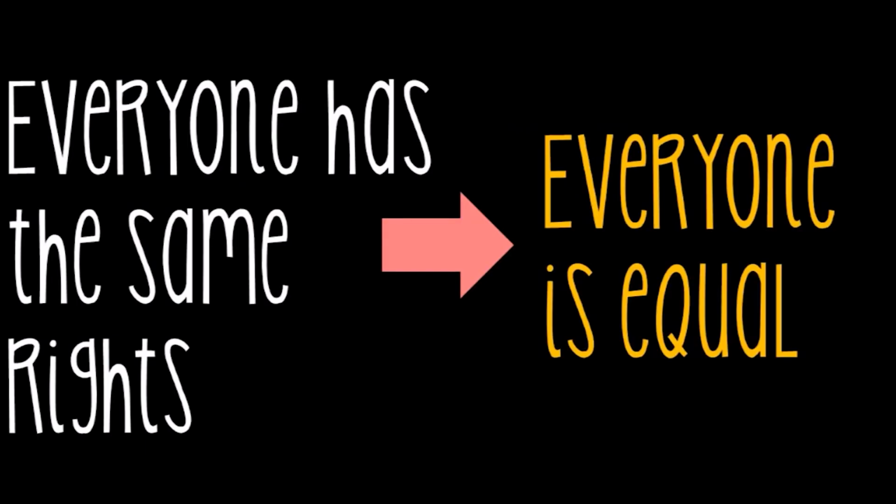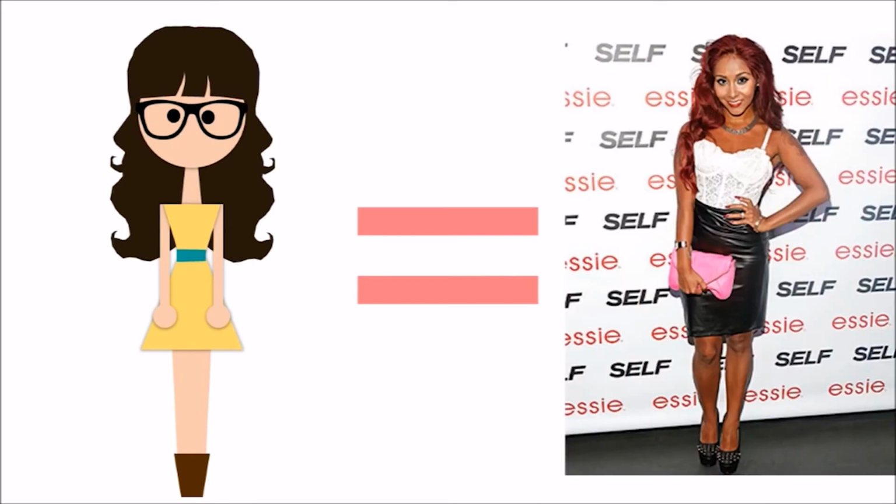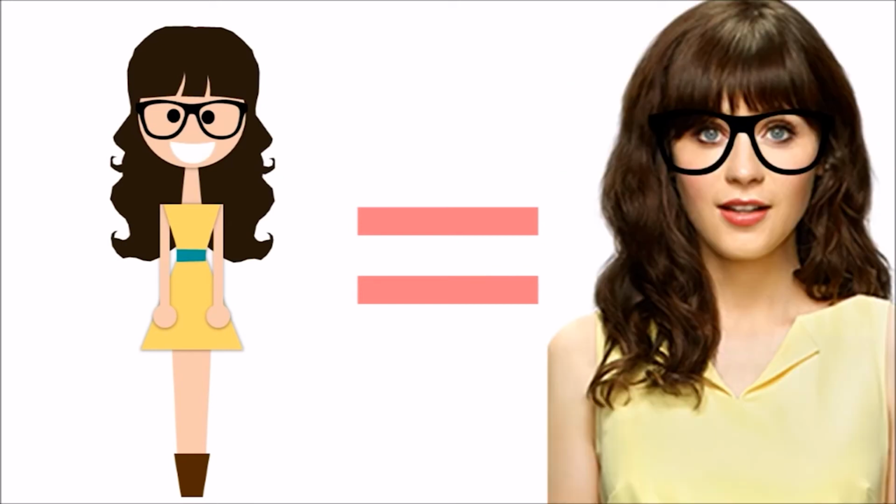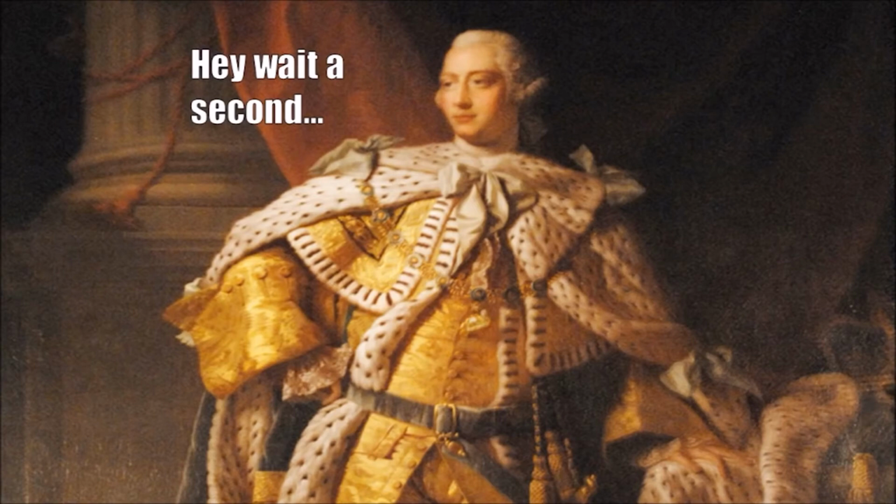Now, because everyone has the same rights, John Locke believed that made everyone equal. That meant no man had a higher status, was more valuable, or had more rights than anybody else. I'm pretty sure everybody loved that idea. So where does government fit into all this?